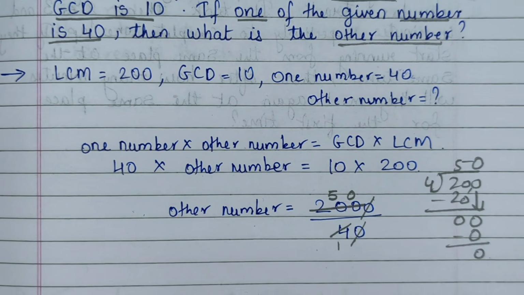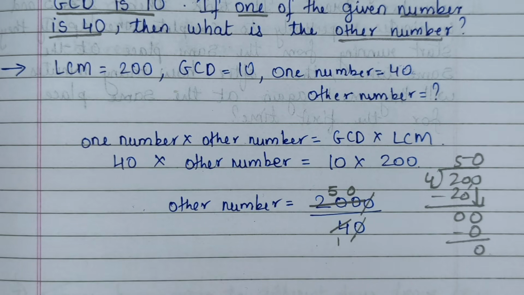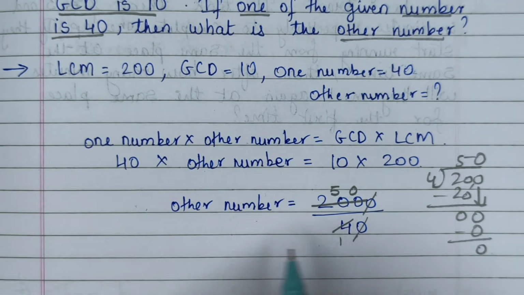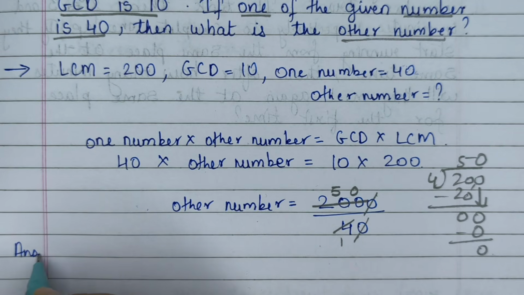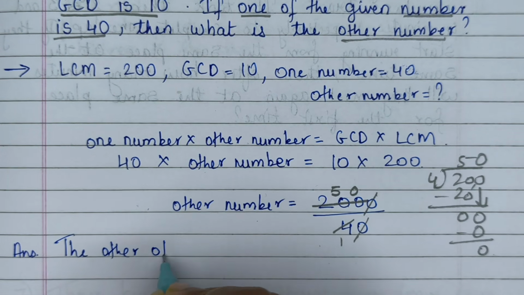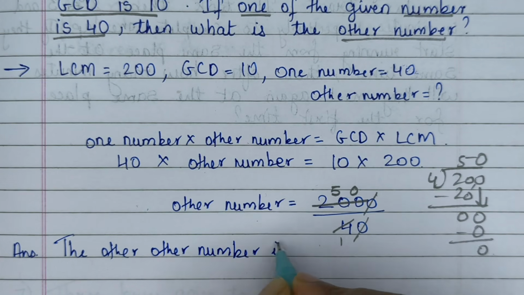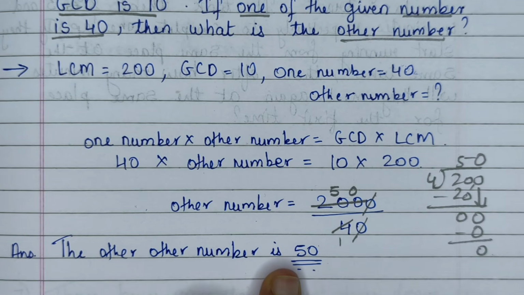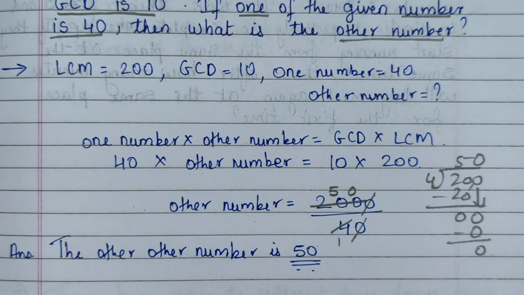Okay. So now we can write the answer. We got 50. Now what is the question? What is the other number? So we can write the answer: the other number is 50. Understood? So here we have finished the third sum of the word problems.